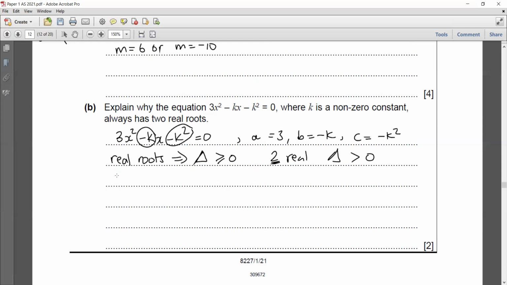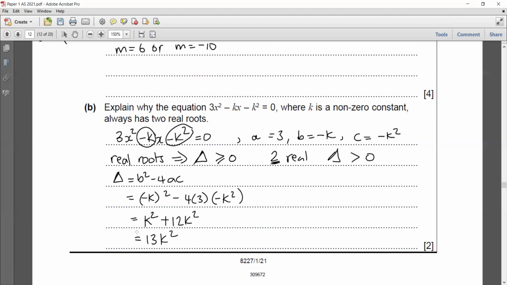Okay, so now we work out our discriminant, which is b squared minus 4ac. B, this is negative k, square it. Then 4 multiplied by a, which is 3, and then c is negative k squared. This negative k squared is just positive k squared. Then negative and negative, this will give me positive. This 4 times 3, this is 12 k squared. So this is 13 k squared.